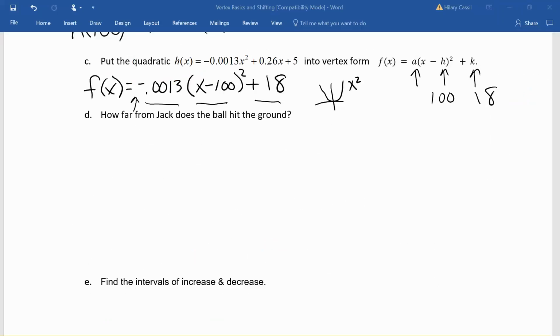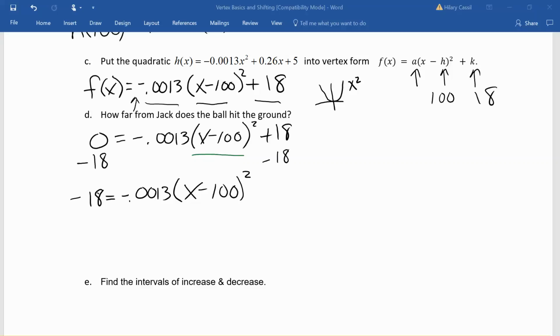So next we want to figure out how far from Jack does the ball hit the ground. Well, if the ball is on the ground, then the height is 0, so we're going to let the left side of this equation be 0, and we're going to use the vertex form to solve this because it's going to be easier. So setting this up is going to read 0 equals negative 0.0013 times the quantity x minus 100 squared plus 18. What we want to do is isolate the square part first. We'll start this by subtracting 18 from both sides. And next we'll divide by the negative 0.0013.